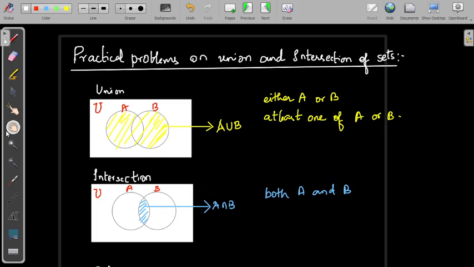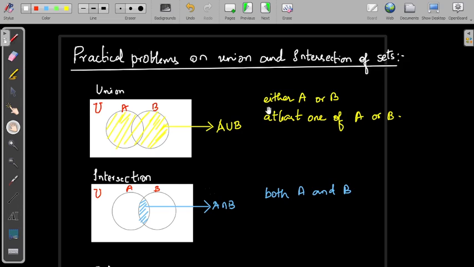Hello everyone. In this video, I'll be taking up the topic practical problems on union and intersection of sets. As I had explained in the previous videos, the operations which can be performed on sets, let's just recall the concepts which we learned in the previous video.